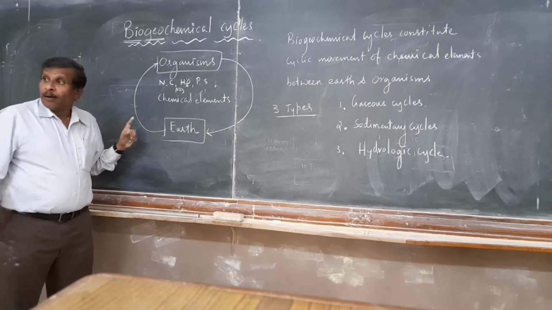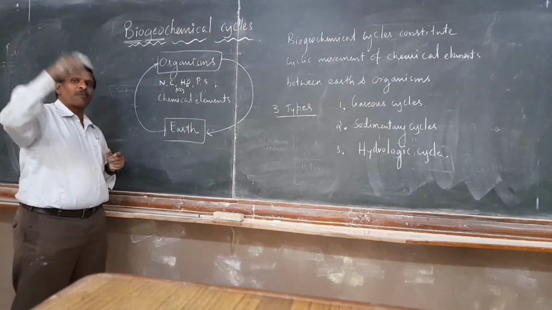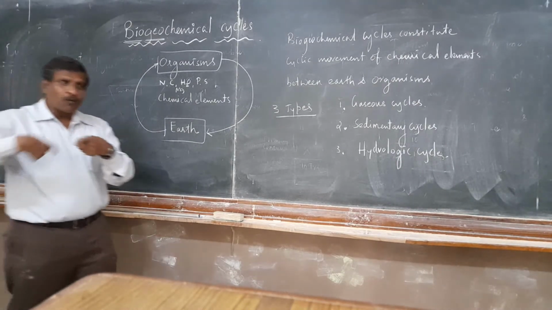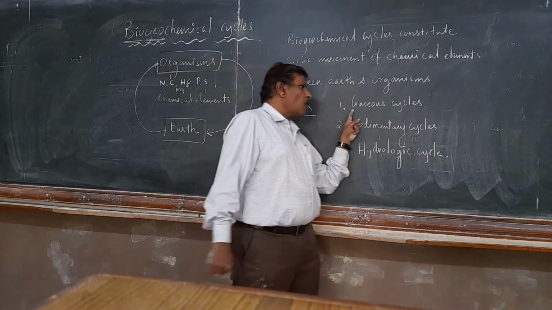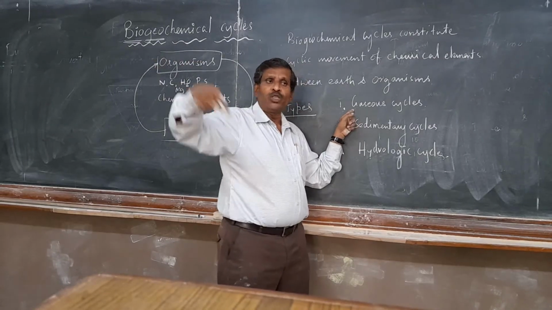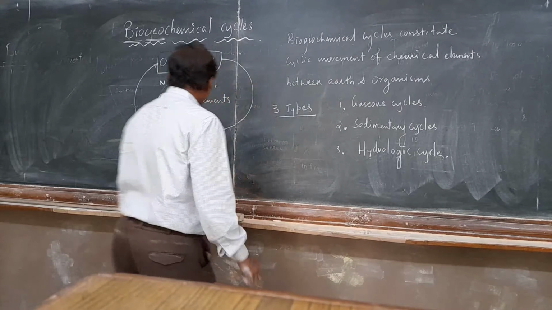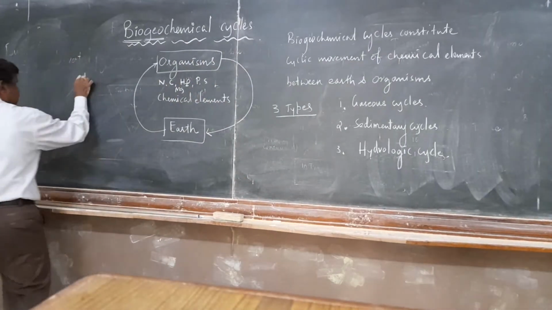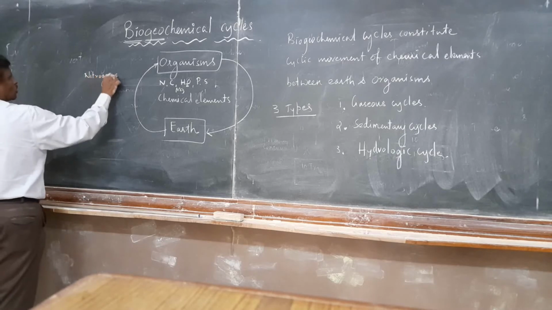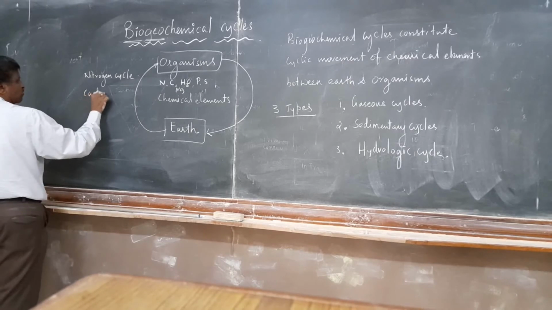But these chemical elements predominantly move in the form of gases. If the movement of chemical elements takes place in the form of gas, we categorize such biogeochemical cycles as gaseous cycles. For example, consider the nitrogen cycle. Also consider the carbon cycle.